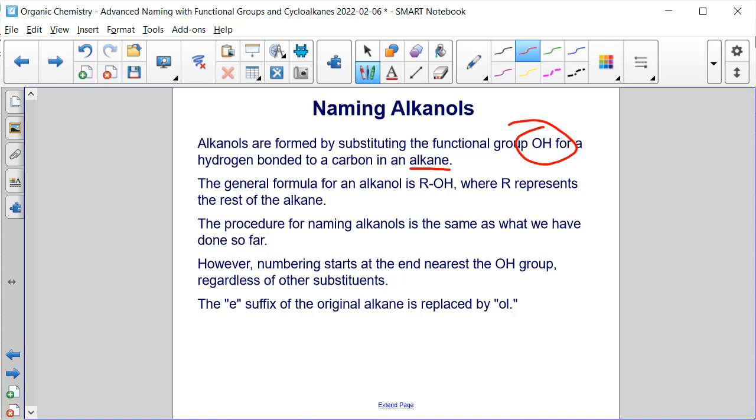And remember, we name our alkanes with an ending ANE, like hexane, octane, things like that. We're going to take that E off of the end and replace it with the suffix OL. So instead of hexane, we'll say hexanol. Instead of methane, we say methanol. Okay, so those are the big differences. We start our numbering nearest the OH group, and our ending is replaced by this OL suffix.